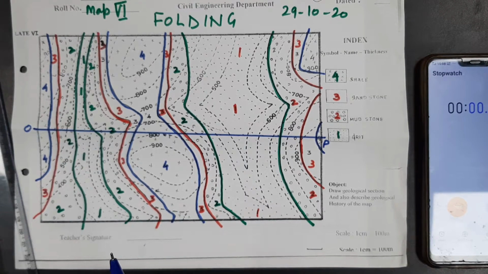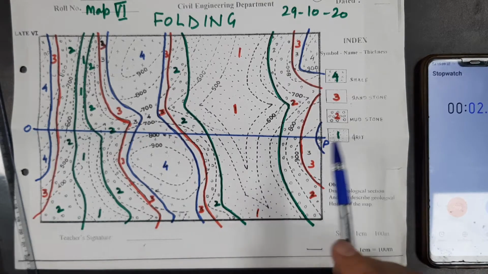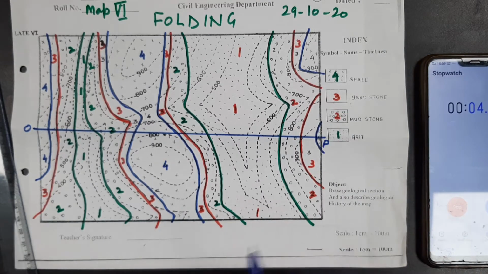If you see this map, we have different curved lines. We have contours and contacts. I have tried to color these contacts so that they are more visible to you. And we have 4 rocks here, 1, 2, 3, 4. 1 is grit, 2 is mudstone, 3 is sandstone, 4 is shale.